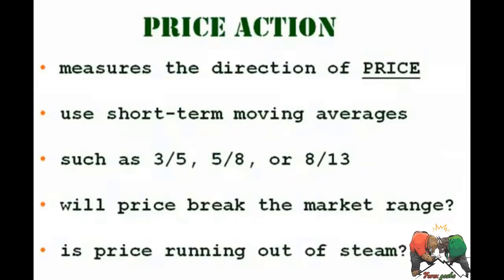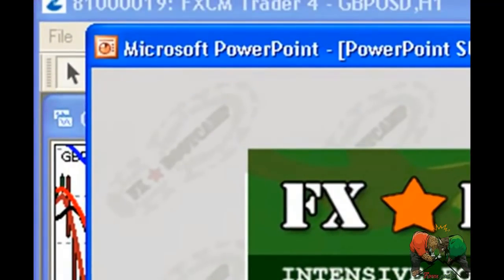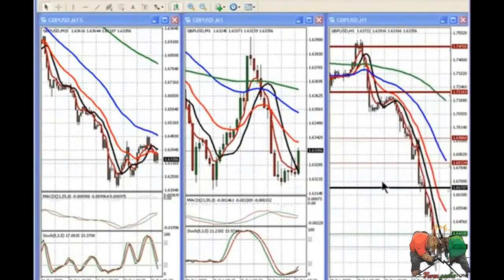Okay, so let's go to the live charts. What you're looking at here is the pound dollar. This is live. You're looking at the MT4 charts provided by FXCM. The prices are moving. This is the real deal. This is happening right now.